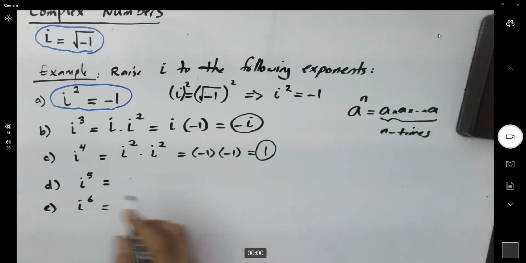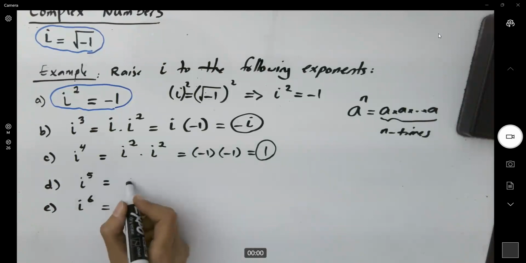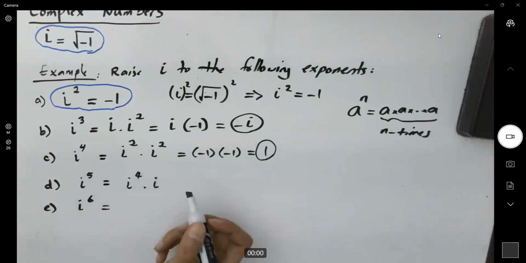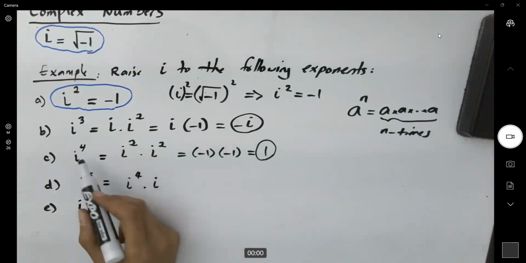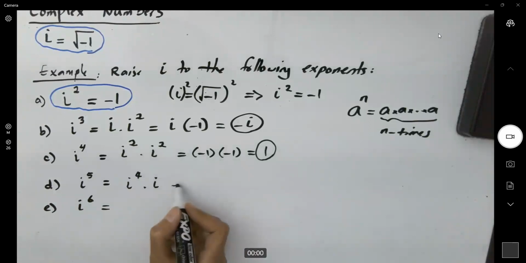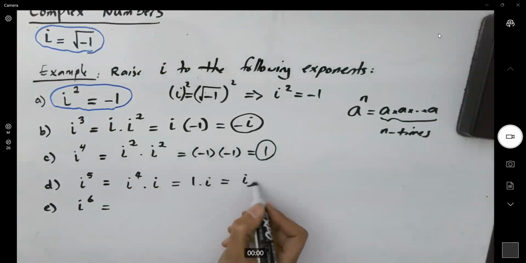Well, it is now interesting. Now you have i to the fifth. i to the fifth is i to the 4th times i to the 1st power, or just i. But we just learned that i to the 4th is always 1. So this guy becomes 1 times i, or just i.